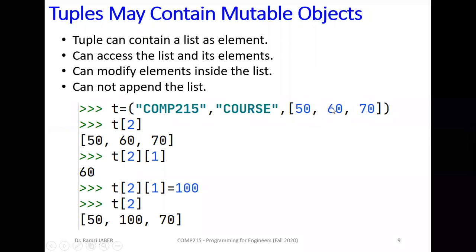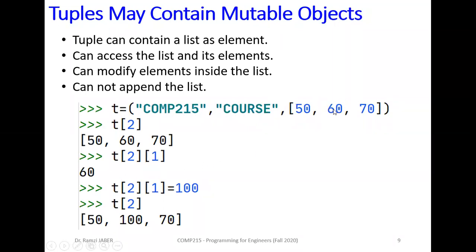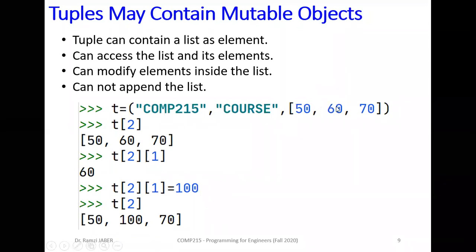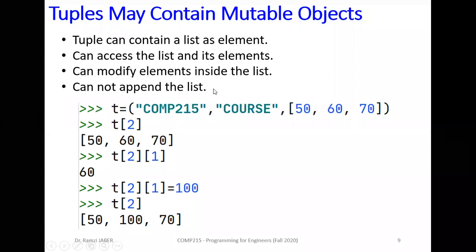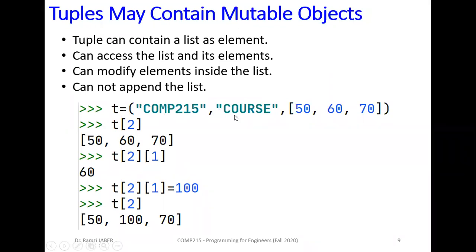Inside this list, we can change the value, but the tuple's elements cannot be changed. So we can assign 60 to 100, the element here. T2[1] was 60, assign it 100. Now when you call T2, it gives us the new list, 50, 100, 70. We can change the element inside the list, which is inside the tuple. But we cannot change the big elements. Okay? You got it? Any question here? Good.